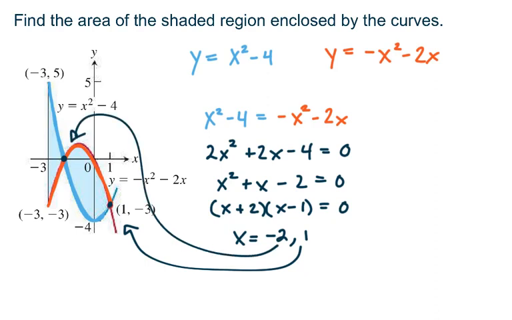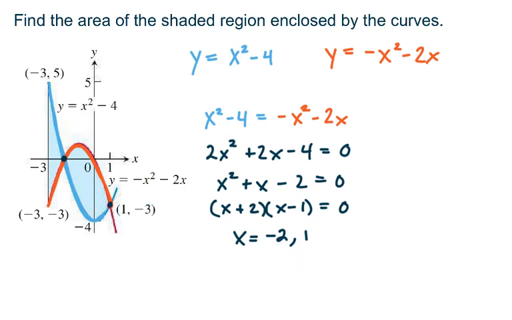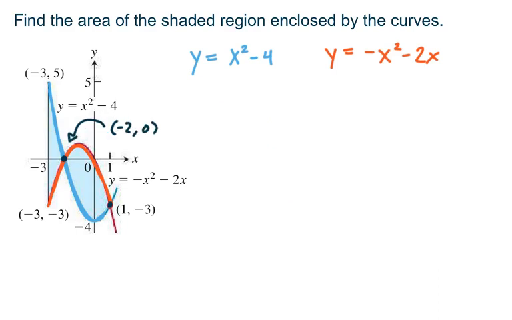So that ordered pair is going to be -2, 0, and I can find the y value by plugging it into either of the two functions. So right here we have -2, 0 as an ordered pair. So let's look at how to set up this area integral.